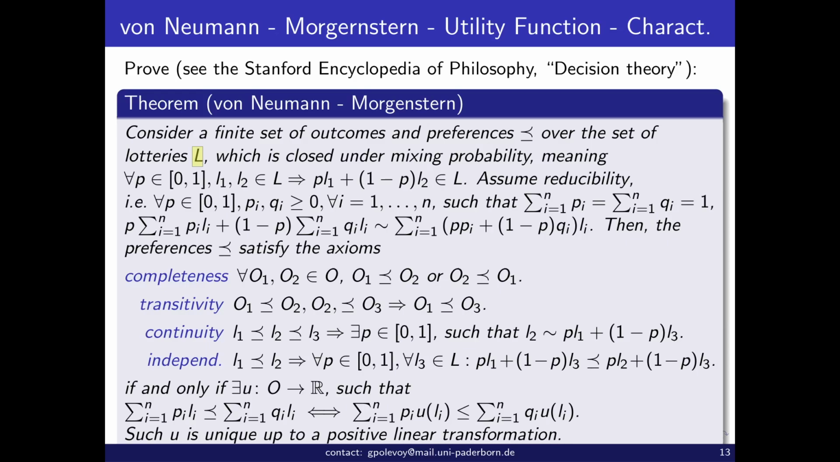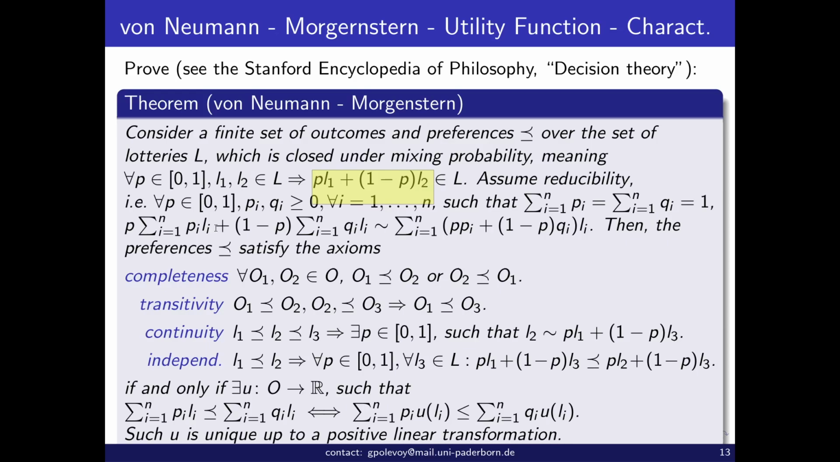And the set is closed under mixing probability. What it means is that for any number P between 0 and 1, and for any two lotteries L1 and L2, getting the lottery L1 with probability P, and the lottery L2 otherwise, is also in L. That's what it means. It's closed under mixing. We are not telling yet how much the players will want that thing, but it's in L. And we are given preferences over all this set L.